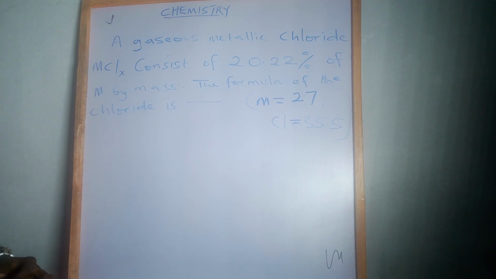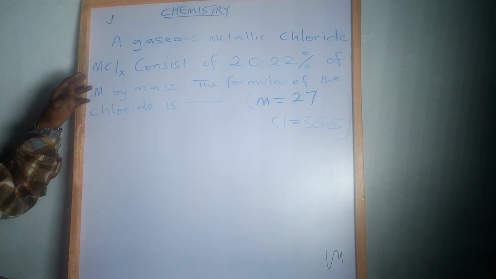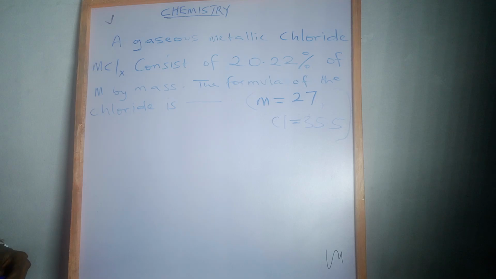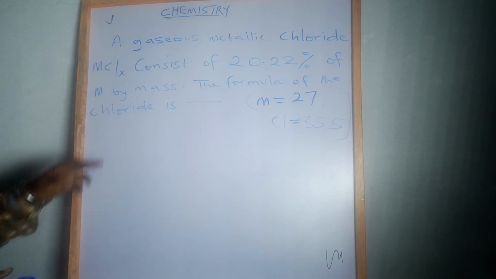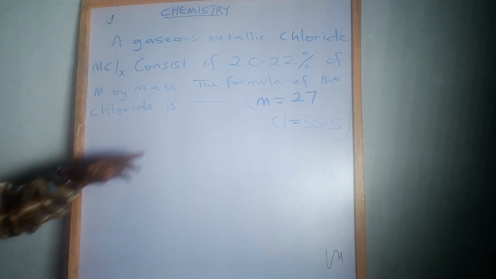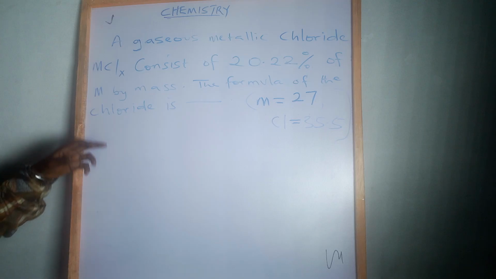Today we are having chemistry, and we have a question on the board to solve. A gaseous metallic chloride MClX consists of 20.22% of M by mass. The formula of the chloride is dash. The relative atomic mass of M is given to be 27 grams, and that of chlorine is given to be 35.5 grams.